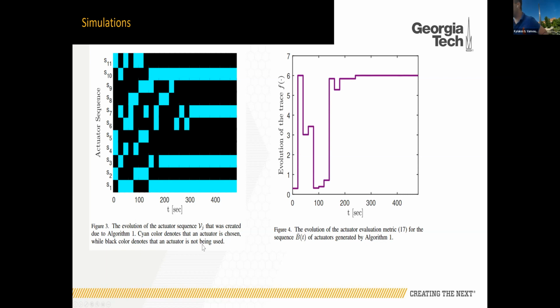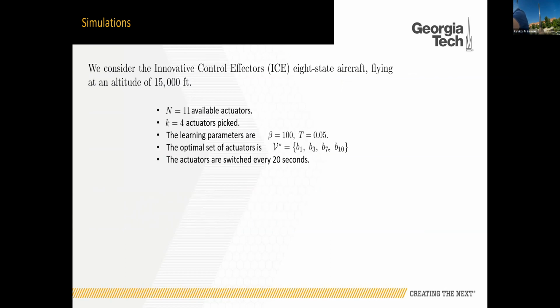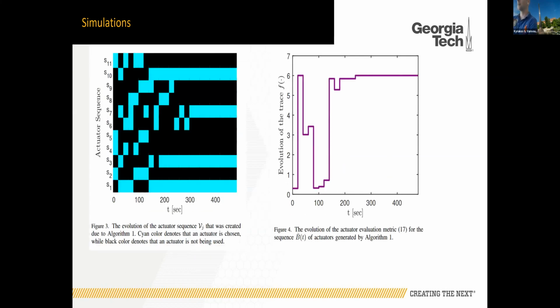Okay, so the cyan color denotes that an actuator is chosen, while the black denotes that an actuator is not being used. And guess what? The cyan color shows us that eventually I converge to what you see here, B1, B3, B7, B10. And on the right, you can also see the evolution of the trace of the controllability.